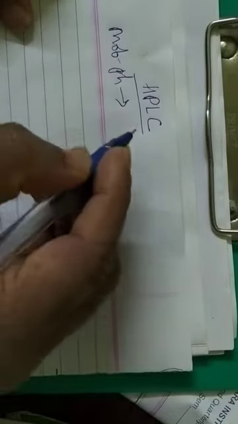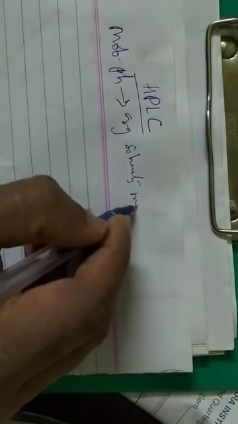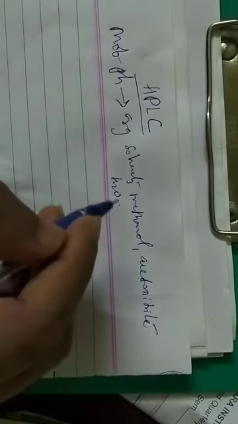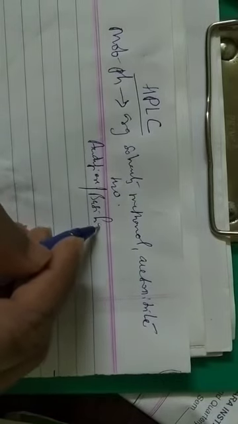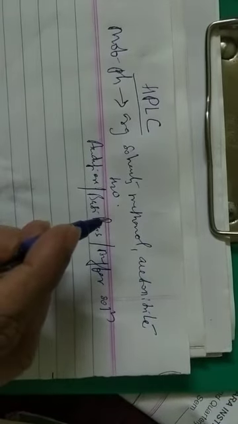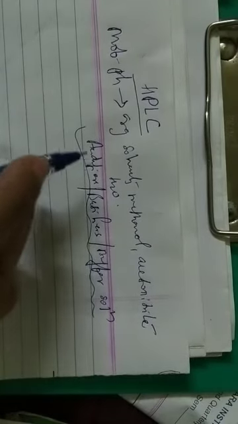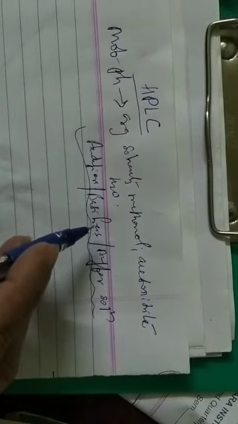So the mobile phase in the HPLC uses organic solvents like methanol, acetonitrile, and water. This is used as a mobile phase along with some acidifiers or basifiers, or sometimes a buffer solution is used, which will help in neutralizing the ionic nature of the samples. Along with this, we are using it for better separation.